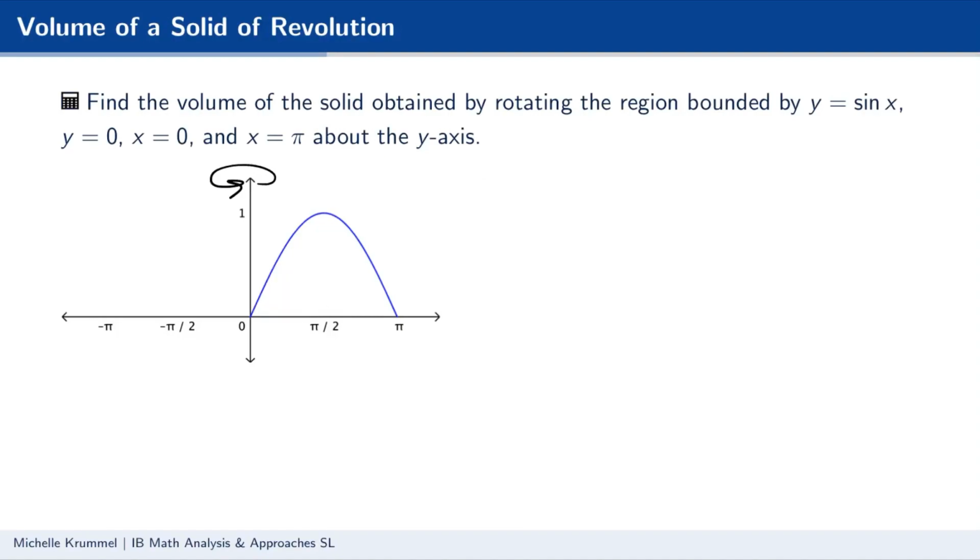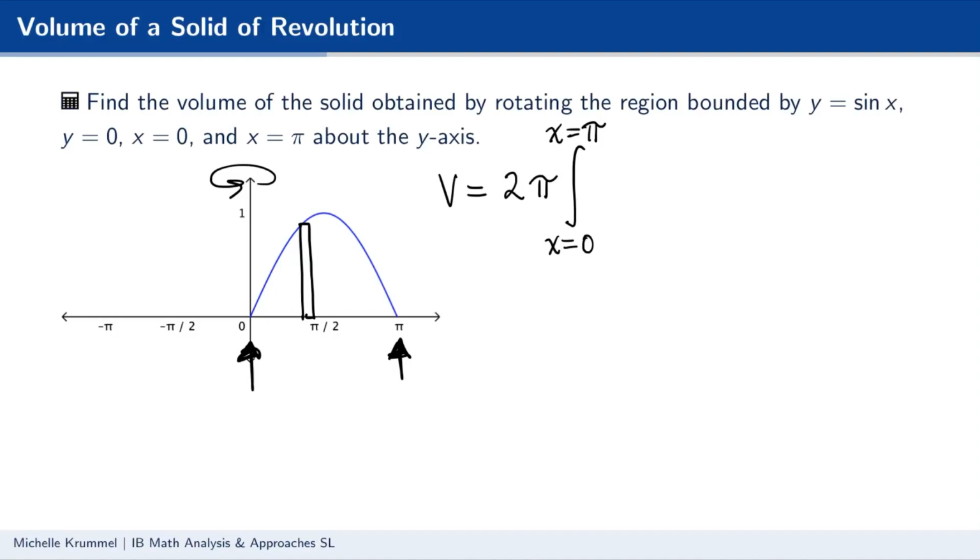So rotating around the y-axis, we have our reference rectangle, and our volume is going to equal 2 times pi times the integral from x equals 0 to x equals pi. That's the interval I'm working on. It starts right here and it ends right here.